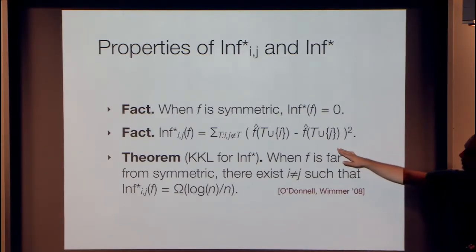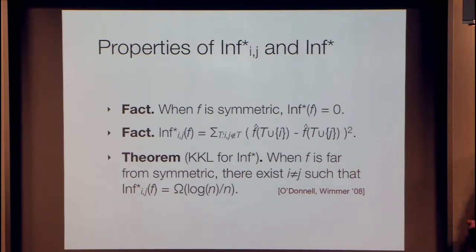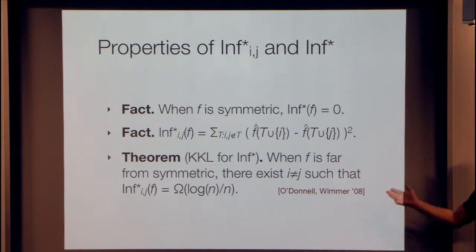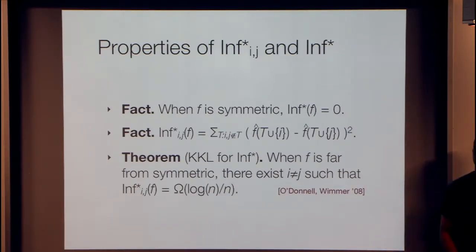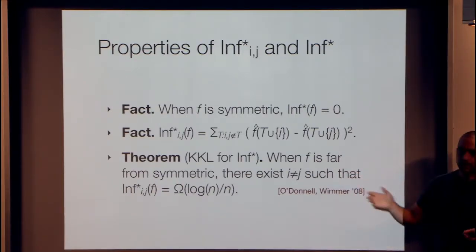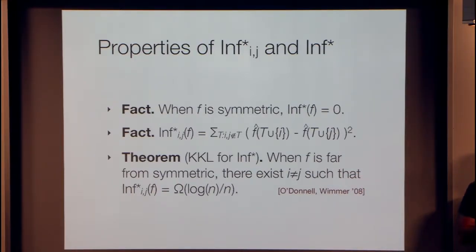We can represent the influence of a pair of coordinates in terms of Fourier coefficients of the function, which is nice. And we can even prove some really nice theorems, like what was mentioned this morning, Ryan and Carl's result, that we can prove KKL for this symmetric influence. Where now, instead of saying that f is balanced, we're saying if f is far from symmetric, then we do have a pair of coordinates where the influence of this pair of coordinates is large, is log n over n.